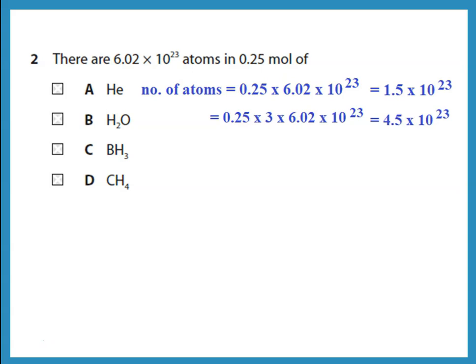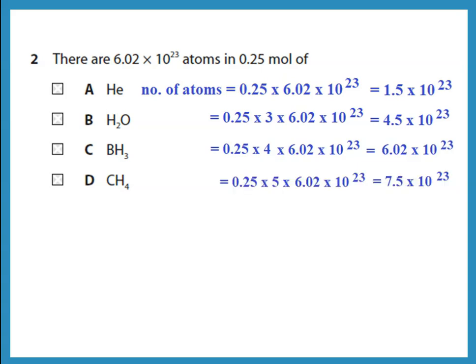For water, the number of atoms would be the number of moles, but we need to multiply that by the number of atoms. Water has 2 hydrogen and 1 oxygen atoms, so you need to multiply the number of moles by 3. Then we multiply by Avogadro's number. The same for BH3. BH3 has a total of 4 atoms, so we need to multiply by 4. CH4 has 5 atoms, so we need to multiply by 5. Now, which of these gave us 6.02 times 10 to the 23 atoms? That is C.